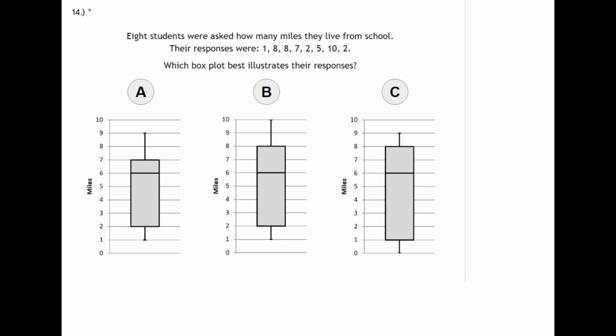8 students were asked how many miles they lived from school. Their responses were 1, 8, 8, 7, 2, 5, 10, 2. Which box plot best illustrates their responses? So what you need to do is first you need to order from least to greatest. Then you need to find the median.